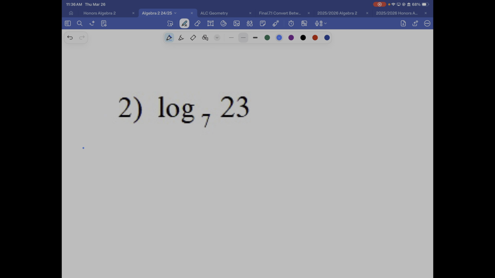Again, we want to know 7 to what power is going to be 23. So mathematically, if we think about it, 7 squared is 49. 7 to the first is 7. So it has to be somewhere between 1 and 2. 23 is closer to 7 than it is to 49, so it's probably less than 1.5. Might not be, but might be.